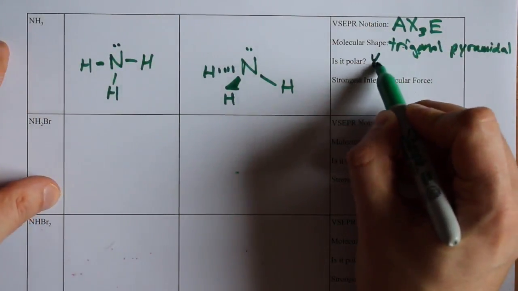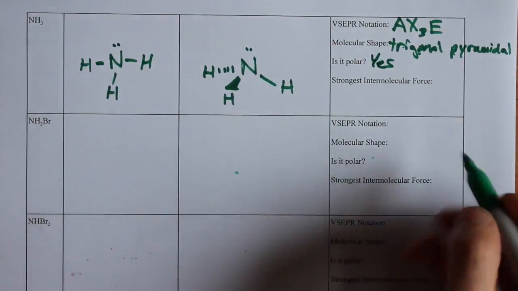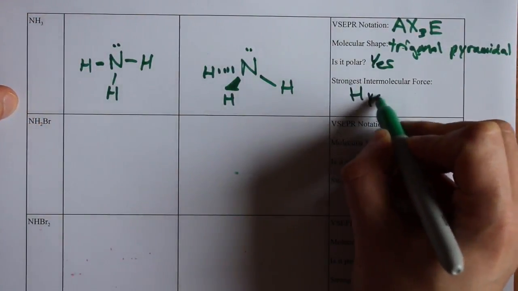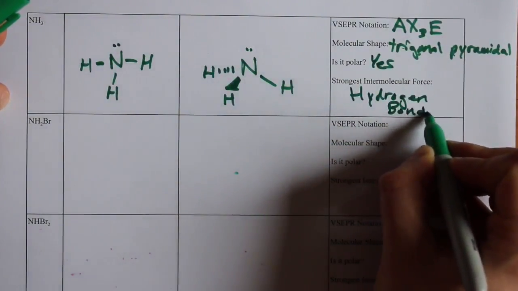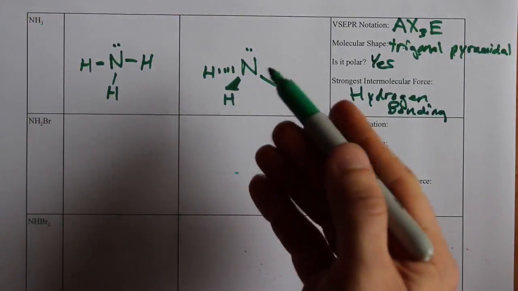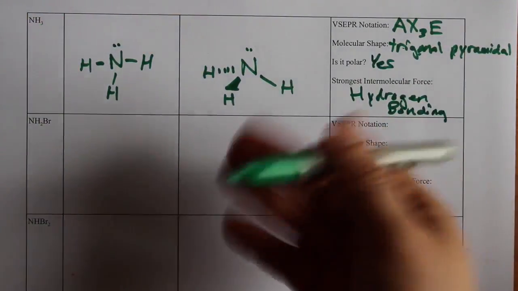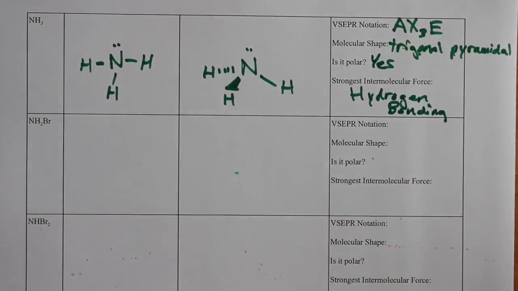It is a polar molecule, and because you have hydrogen directly connected to a nitrogen, the strongest molecular force in this case is hydrogen bonding. Now make no mistake, there are still dipole-dipole forces in a sample of ammonia, and there are London dispersion forces, but the strongest intermolecular force here is hydrogen bonding.